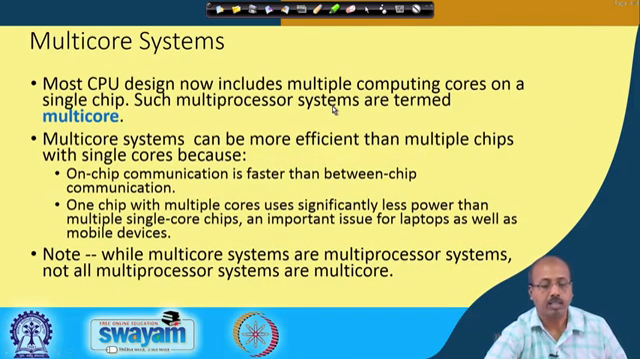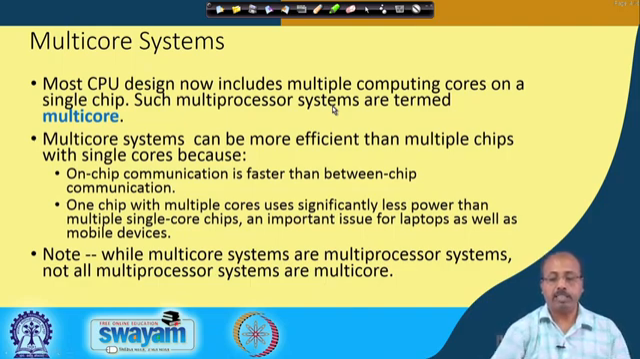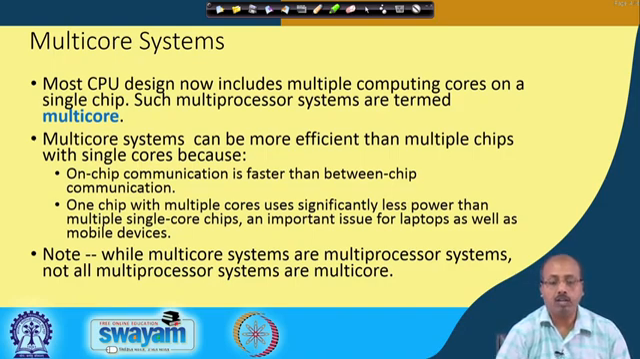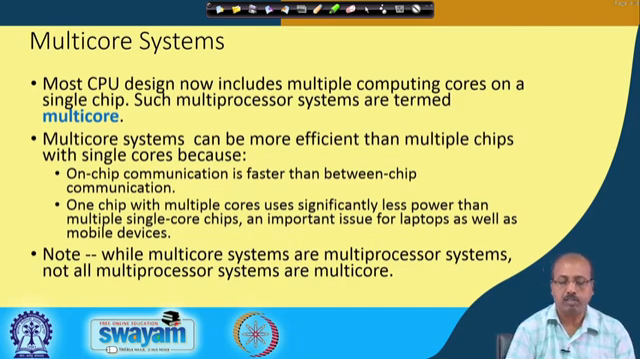Then the other possibility is the multi-core system. In the CPU design that we have now, there are multiple computing cores on a single chip. They are called this type of multiprocessors, termed as multi-core systems. Now, it is very common to have, say, 4 to 8 cores on the standard CPU chips that are coming out. So, multi-core systems can be more efficient than multiple chips with single cores because of this reason.